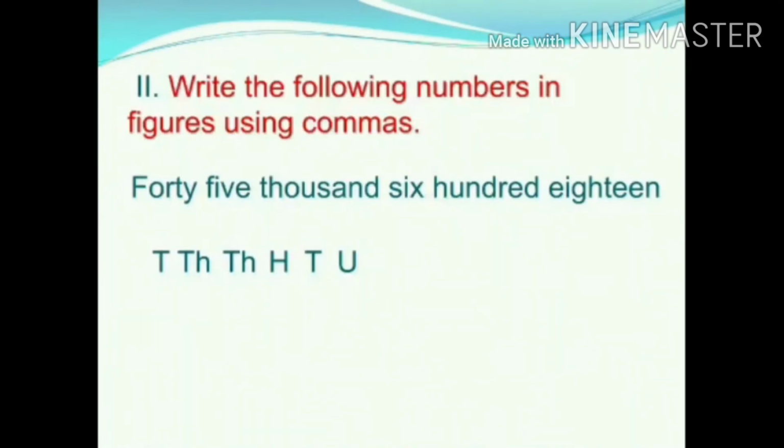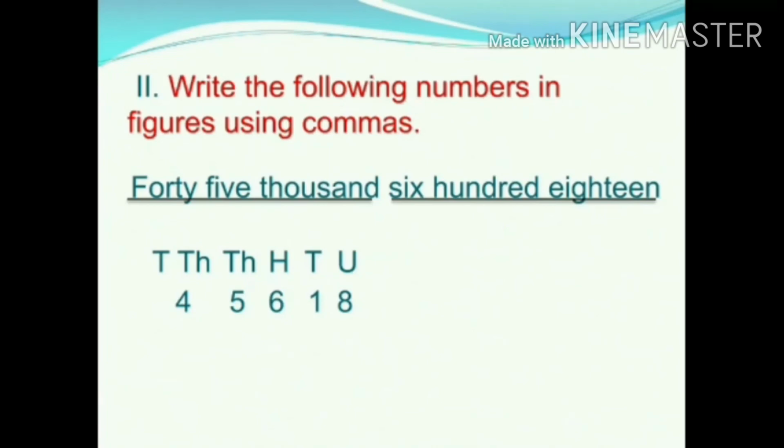Now we will go to the second main. Write the following numbers in figures using commas. First we will read the words: 45,618. Now we will go period wise. Here we have 45,000. 45,000 comes in the thousands period. 4 in the 10,000 place, 5 in the thousands place. Next we have 618. 618 will come in the units period. 6 in the hundreds place, 1 in the tens place, 8 in the units place.